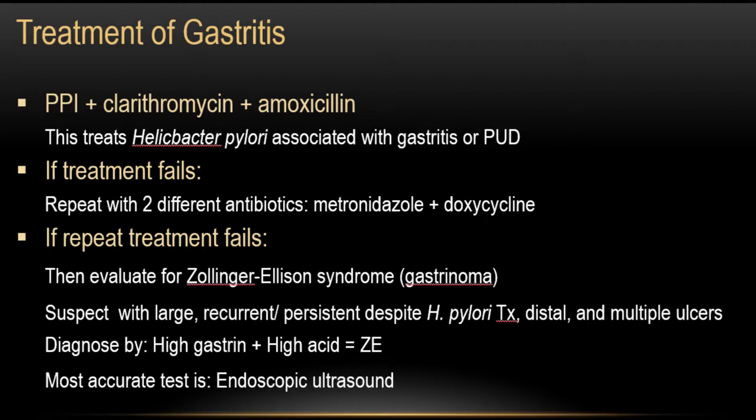pylori. If the treatment fails, you can repeat with another antibiotic combination, metronidazole and doxycycline, and now we can even use levofloxacin, ciprofloxacin, fluoroquinolones for the management of very resistant H. pylori infections. If the treatment fails still, we might be facing Zollinger-Ellison syndrome, too much acid, and this we diagnose it by high gastrin level and high acid level in the stomach. This is Zollinger-Ellison syndrome, and the most accurate test for Zollinger-Ellison is endoscopic ultrasound.